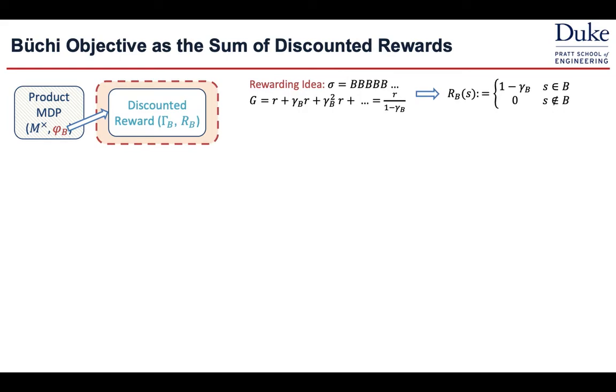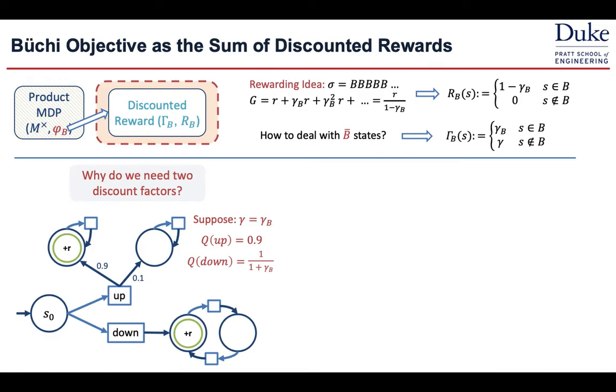Let's say all the states on a path are accept states, like sigma equals B, B, B, B, then the total reward gained, which is the return, on this path will be something like this. So if all the paths generated by a policy are like this, then we can say it satisfies the objective with a probability of 1. So we want the return to be 1, therefore we set R to be 1 minus gamma B here. But how about non-accept states? There will be some additional discount factors here to deal with this issue.